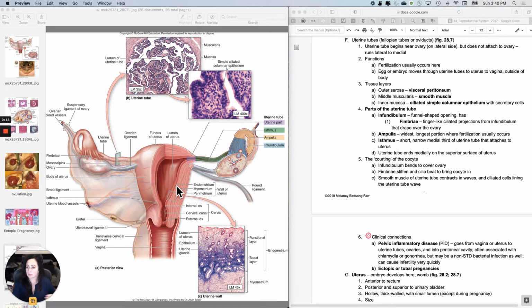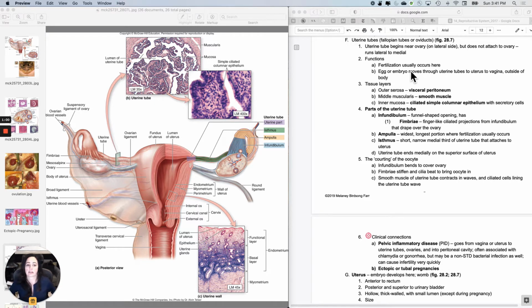So the uterine tubes have kind of a strange course. Remember, you're looking at a posterior view here, and the uterine tubes are around back, so they're like back here. And they go lateral to medial. Remember, it doesn't directly attach to the ovary. And they have double functionality.